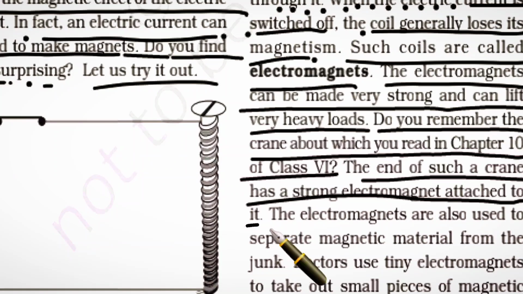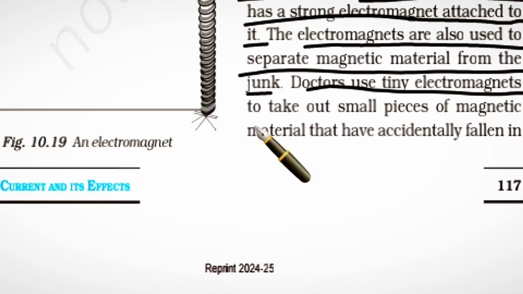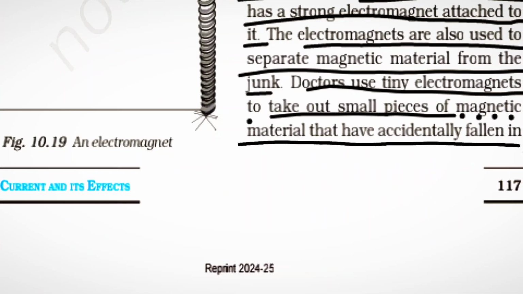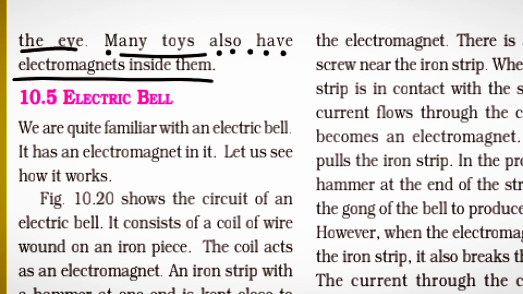Electromagnets are also used to separate magnetic material from junk. Doctors use tiny electromagnets to take out small pieces of magnetic material that have accidentally fallen in the eye. Many toys also have electromagnets inside. Electric bell. We are quite familiar with an electric bell. It has an electromagnet in it.